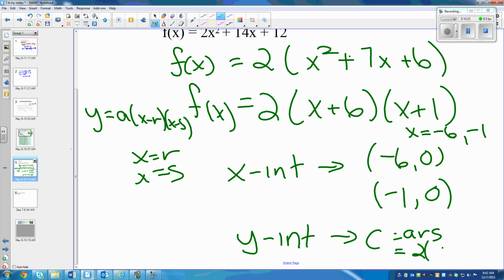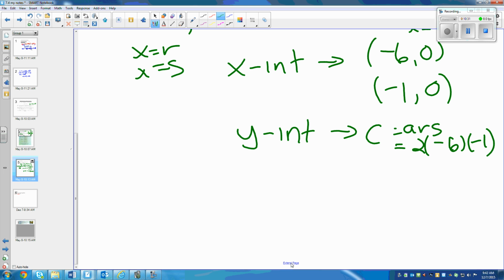So it's -6 times -1. When we multiply that, 2 times -6 times -1, we get a positive value of 12. So the y-intercept is 0, 12. This is great so far.